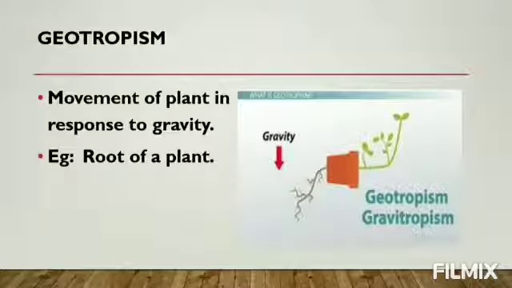Let us see about geotropism. Movement of a plant in response to gravity. Example for this is the root of a plant. Root of a plant moves towards gravity in search of water. Movement of a plant in response to gravity is called geotropism. Geotropism is also known as gravitropism.